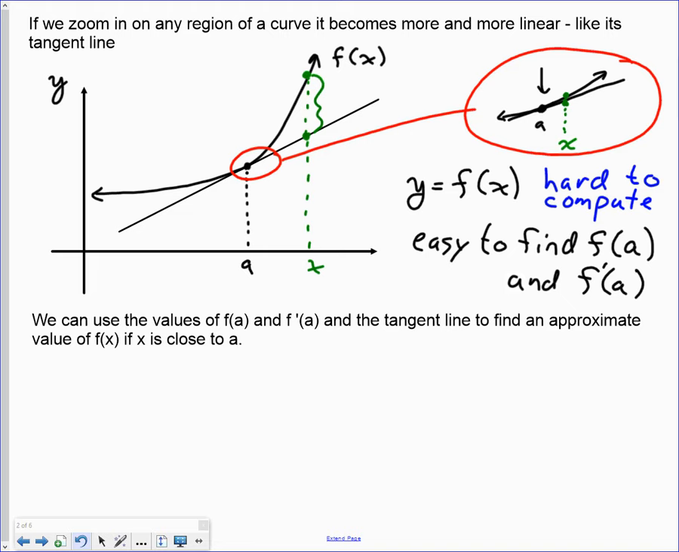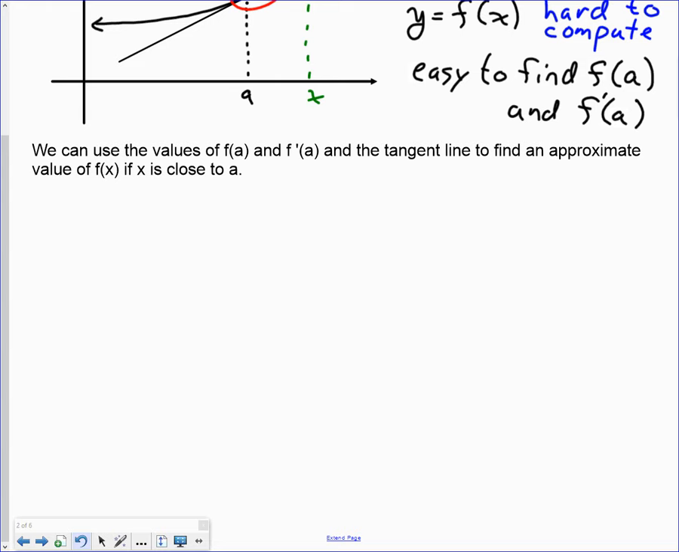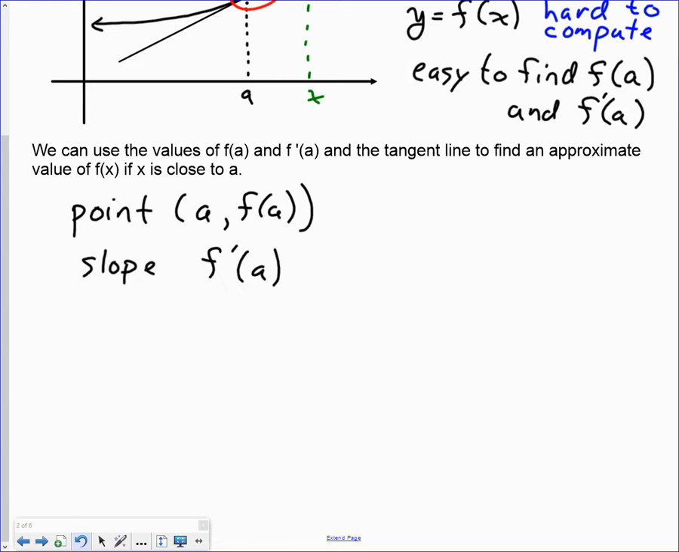Well, basically, all we're doing is we're finding the equation of the tangent to our function f of x at this point, given by a, f of a. So we need our point, we need to know the slope, and let's just say that we know the slope. We know f prime at that particular point.